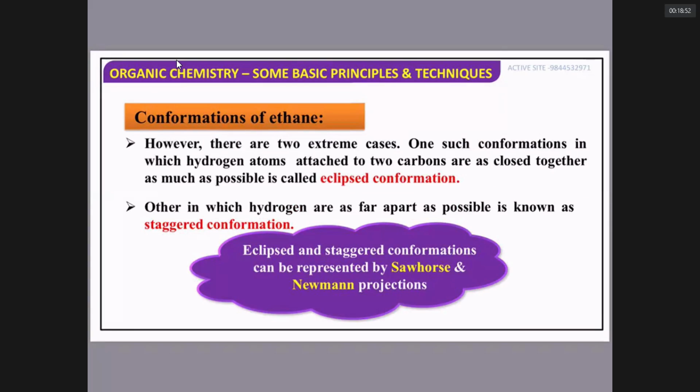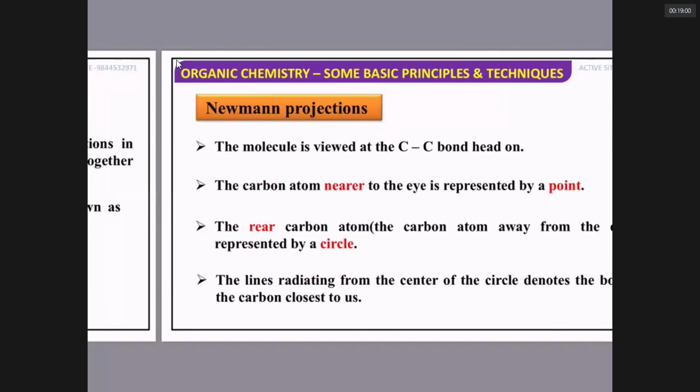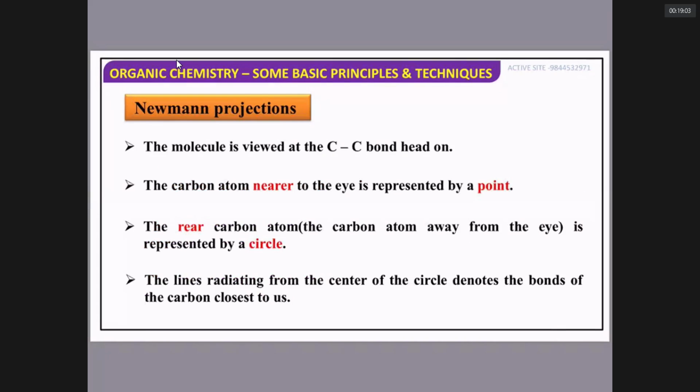They can be represented in Sawhorse form or Newman projection. Projection means drawing something 3D on 2D paper. In Newman projection, the molecule is viewed at the C-C bond head-on.